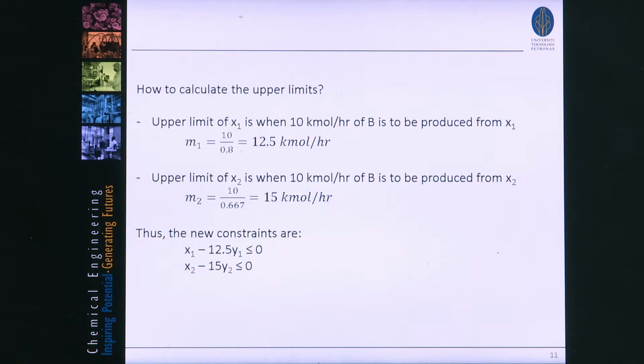So how do we calculate the upper limits? The upper limit of x1 in this case is easy. We know that B is required to be 10 kilomole per hour. If we use x1 only, that means 10 divided by 0.8, which is 12.5 kilomole per hour. The same goes for x2. M2 is then 15 in this case. For this simple case, yes, we can calculate that, but for more complicated cases, we can just use big numbers, big enough to make sure that it has to be negative.